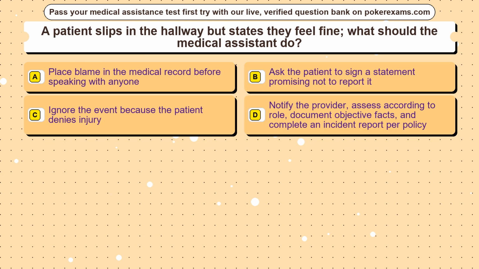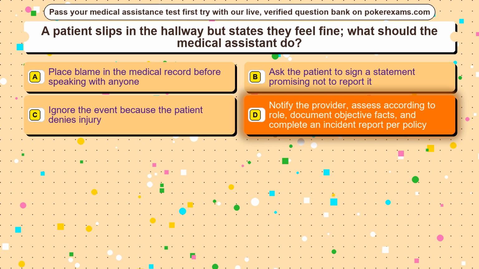Question 4. A patient slips in the hallway but states they feel fine. What should the medical assistant do? Option A, place blame in the medical record before speaking with anyone. Option B, ask the patient to sign a statement promising not to report it. Option C, ignore the event because the patient denies injury. Option D, notify the provider, assess according to role, document objective facts, and complete an incident report per policy.